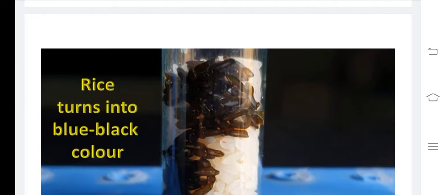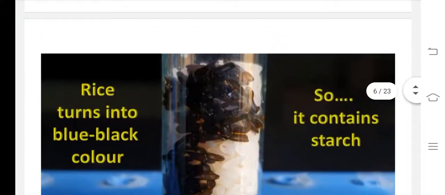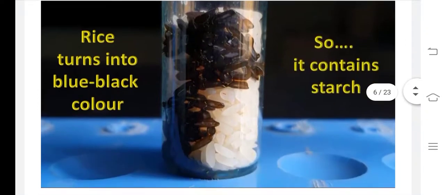This is your observation. Then what is your conclusion? So rice turns into blue black color. Then what is your conclusion? That is, so the rice contains starch, children. Clear? Once again, how can we check the starch in the food, children?